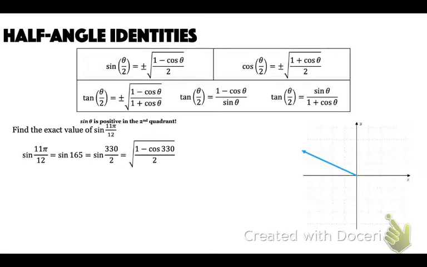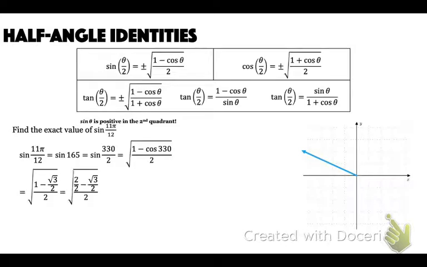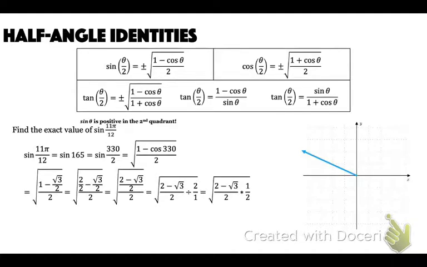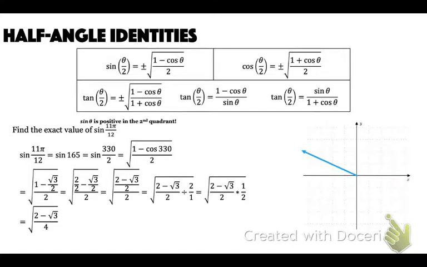Again, look at your unit circle. Cosine of 330 is the square root of 3 over 2. Start to simplify this, and we end up with 2 minus the square root of 3 over 2, all over 2. Divide, flip and multiply, and I get the square root of 2 minus the square root of 3 over 4, which is the square root of 2 minus the square root of 3 over 2.